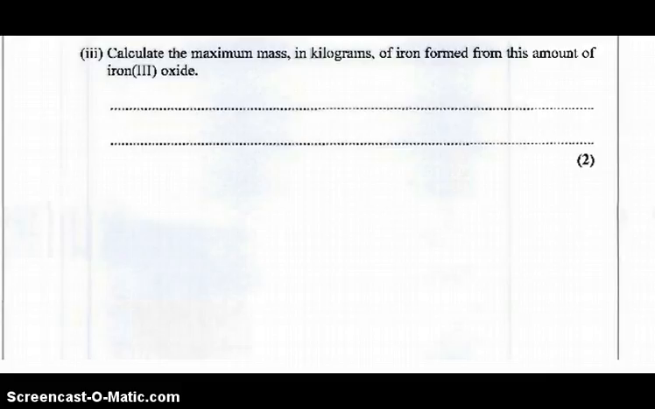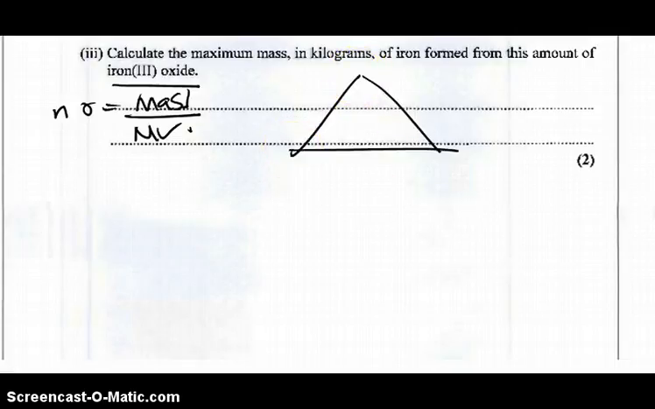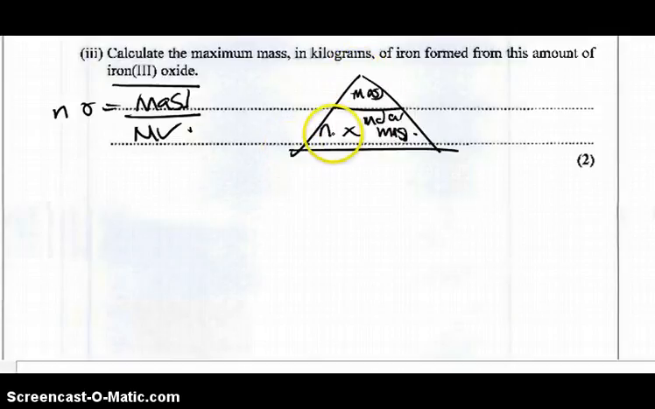So calculate the maximum mass in kilograms of iron that can be formed from this amount of iron 3 oxide. So we've already done the hard bit. We've already figured out how many moles of iron we can make. So we need to just convert that moles now into a mass. So we need our formula for this. So our formula is number of moles equals mass divided by Mr. Or again, if you prefer, the formula triangle will look like this. So we have mass, number of moles times molar mass.